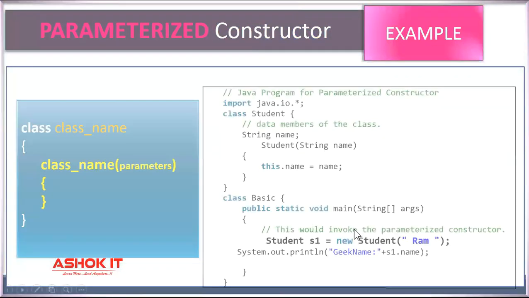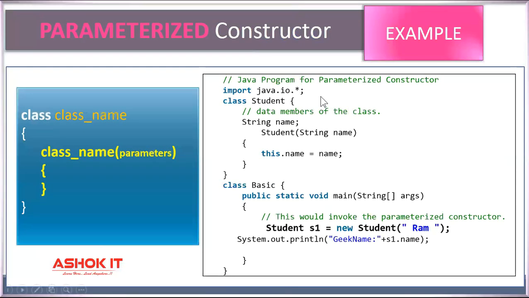So let's see here a simple example of a parameterized constructor. This constructor will contain parameters. In the parentheses here, we are writing parameters. So the constructor will have the same name as the class name followed by the parameters, and within the curly brackets, we write the definition for it. So here in the example, we have taken a Student class, and the Student class has a data member string name, and there is a constructor with a parameter string name, and the constructor has the same name as the class name, and within the constructor we are assigning to the instance variable name the value taken from the parameter of the constructor.